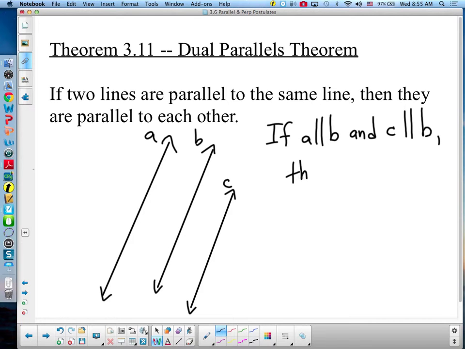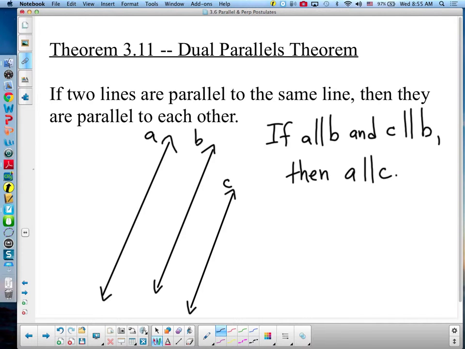Then, what's the theorem say the conclusion can be? Then they are parallel to each other. Which ones are parallel to each other? A and C. A and C would be parallel. I got it, guys. Don't worry. Congratulations. You remember the transitive property? This is kind of like the transitive property, but with parallels. Very much the same.